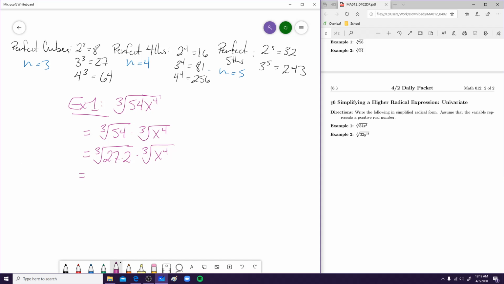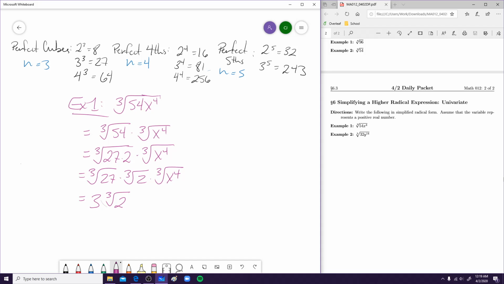And then we're going to use the multiplication property again. So this becomes the cube root of 27 times the cube root of 2. And then bring this down again. So the cube root of 27, that is 3, because 3 cubed is 27. And for the cube root of 2, this is as simplified as it can get, because the smallest perfect cube is 8. And so we know for a fact that this is as simplified as it can get.